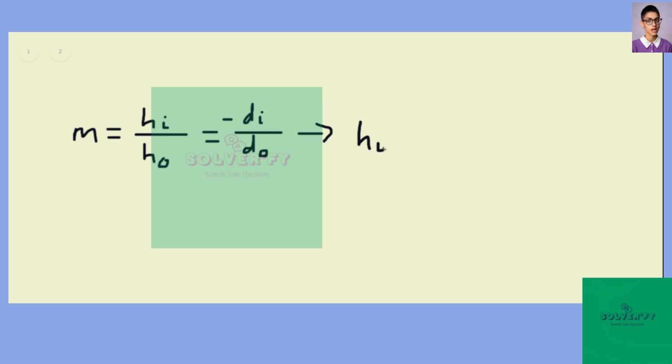So the height of the image here is going to be equal to negative distance to the image divided by distance to the object times the height of the object, h0. So plugging those values into this expression, we can keep distance to the image and distance to the object in units of meters, since those units are going to cancel, and we'll keep the height of the object in units of millimeters, so our height of the image is also going to be in units of millimeters.